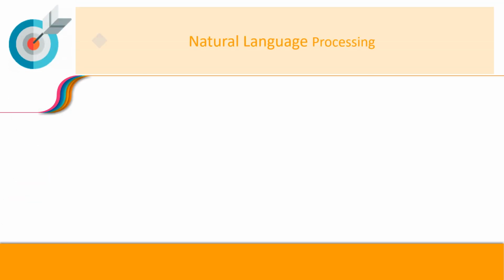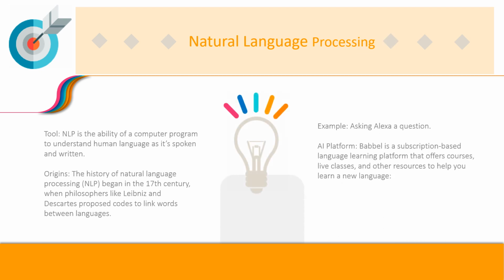The next one is natural language processing, NLP. It's the ability of a computer program to understand human language as it's spoken and written. An example would be when we talk to Alexa. The same AI platform would be Babbel, and it originates in the 17th century with philosophers. I don't even know how to pronounce their names. And they proposed codes to link words between languages.